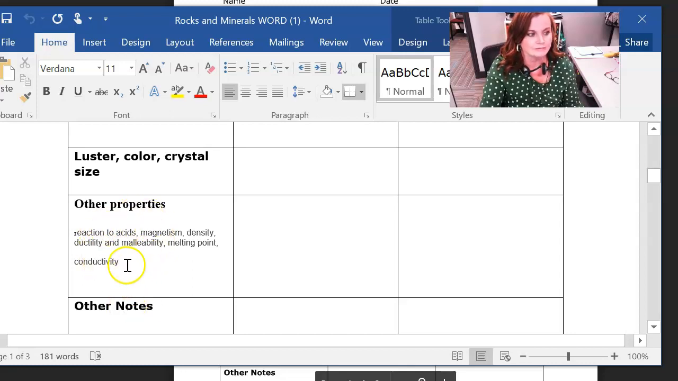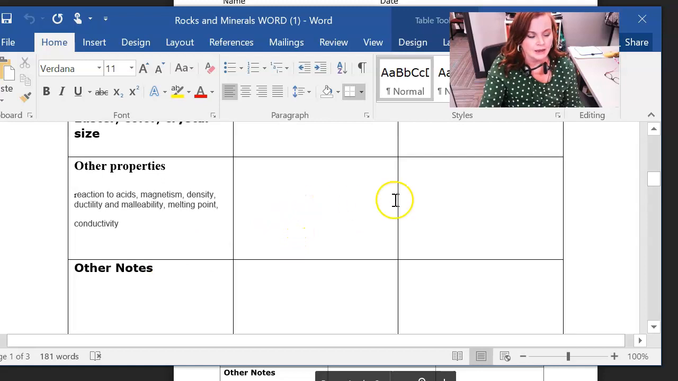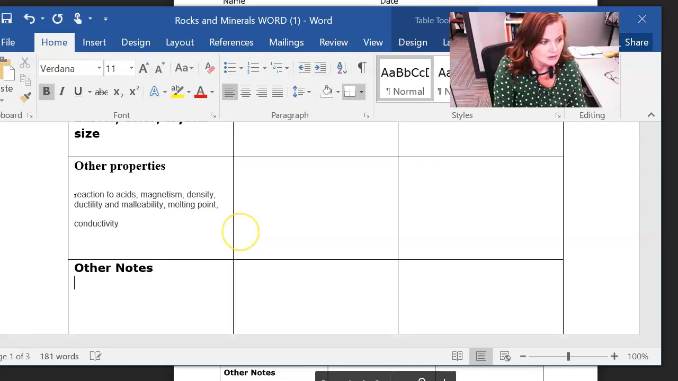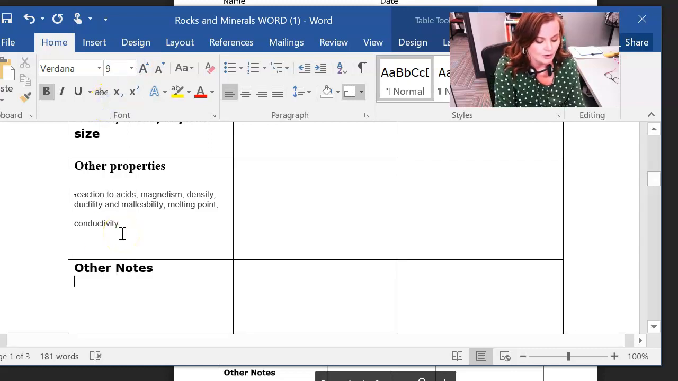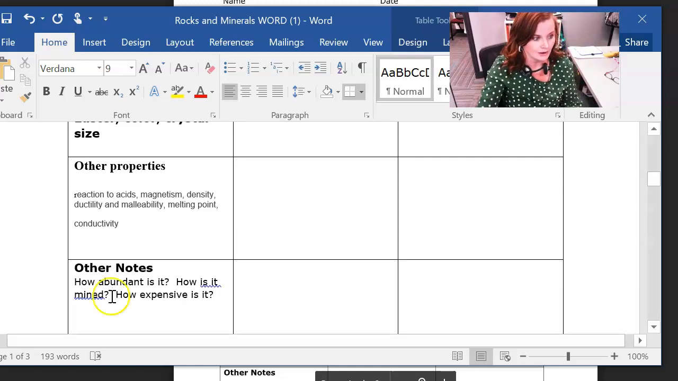But again, these two are kind of your choices here. These are things that you might find are useful to you, which would be more specific to whatever you're doing. In this other notes column, I would include things like, because you're going to use this information later, so it might be useful to you, how abundant is it? Is it something that's really rare or really easy to find? How is it mined? How expensive is it? Those are some types of things you might want to consider there, okay?